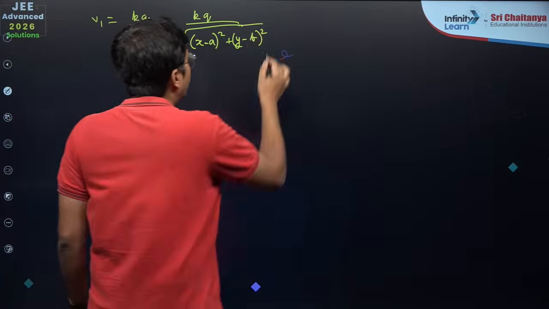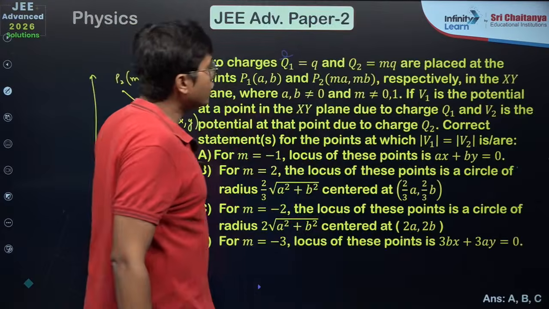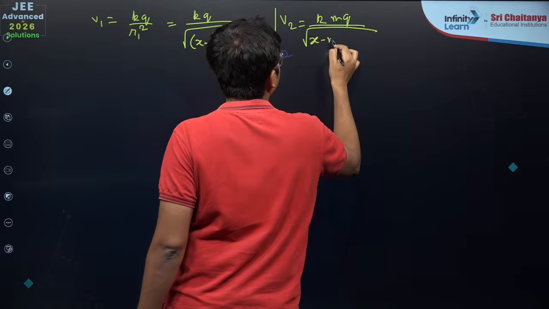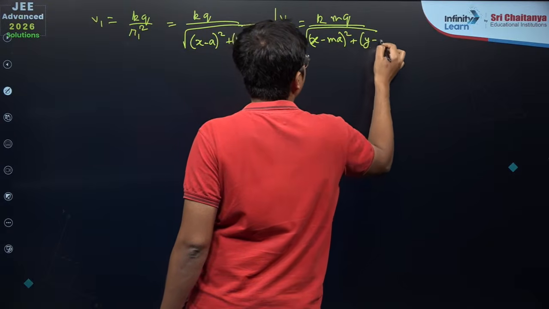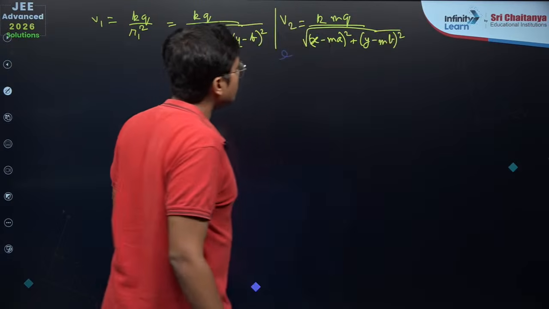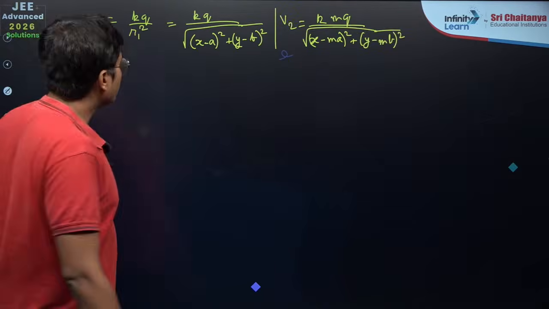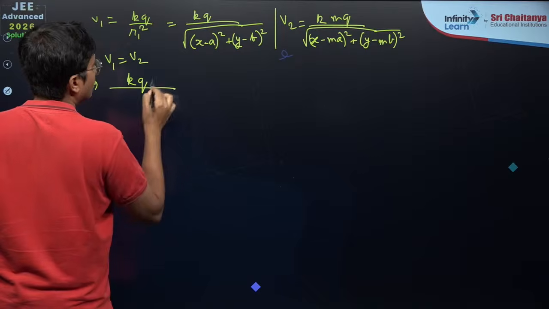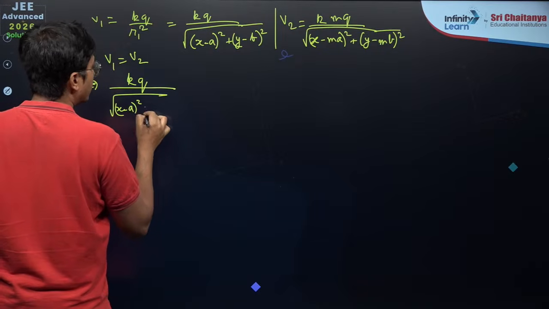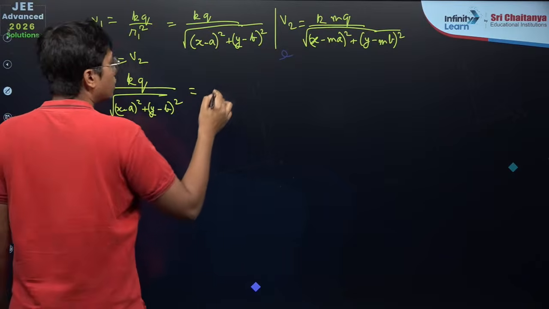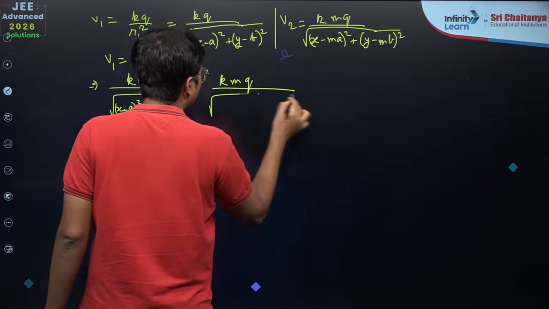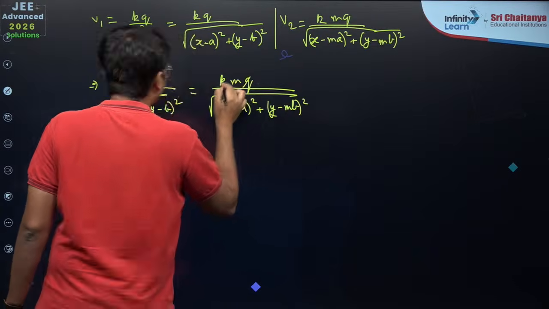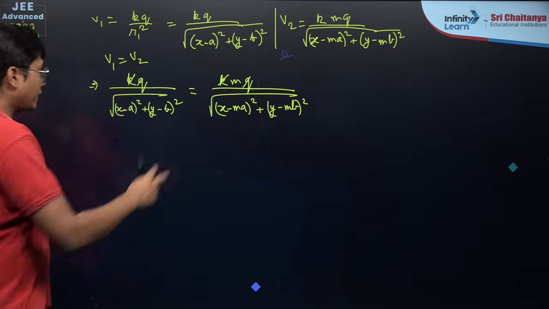We got that down? And potential V2 is equal to k into, over there the Q is m into q, divided by root over of (x minus ma) whole squared plus (y minus mb) whole squared. Right? It is given both of them are equal in magnitude. So once we plug it in, it is kq divided by root over of (x minus a) whole squared plus (y minus b) whole squared, that is equal to kmq by root over of (x minus ma) whole squared plus (y minus mb) whole squared. kq's are out. Square both sides, cross multiply.